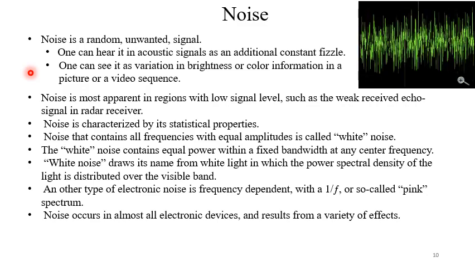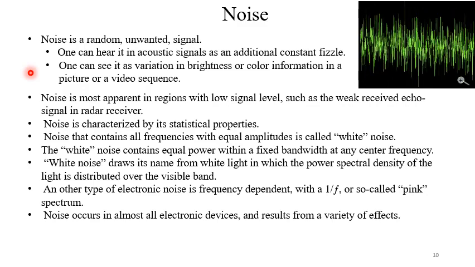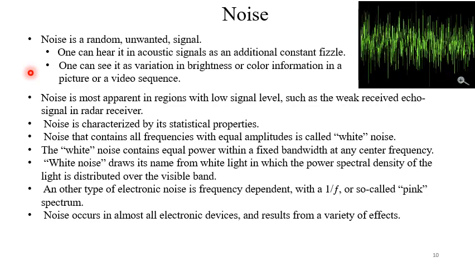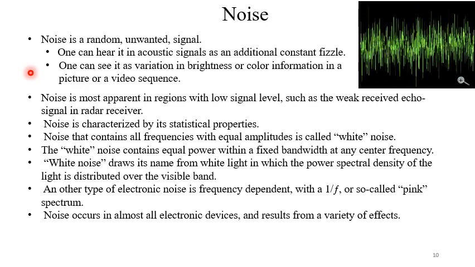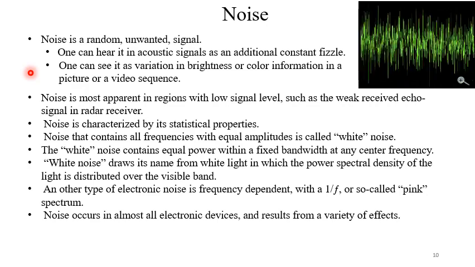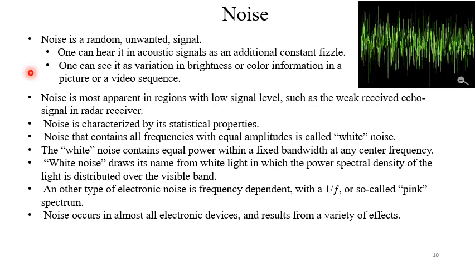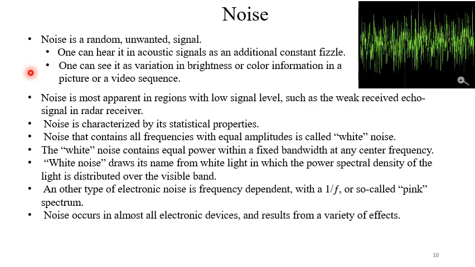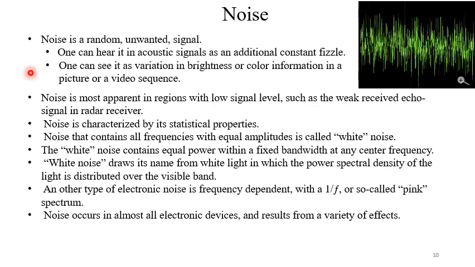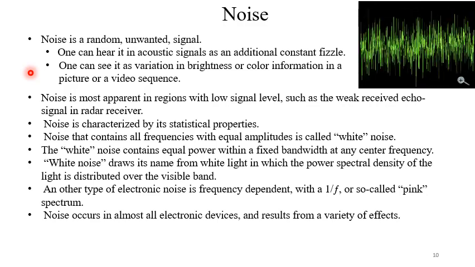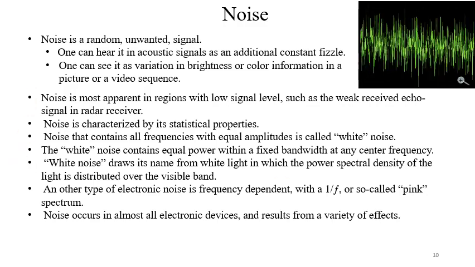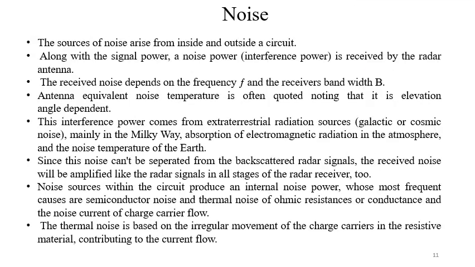Now, white noise draws its name from white light, in which the power spectral density of the light is distributed over the visible band. Another type of electronic noise is frequency dependent with a 1/f, or so-called pink, spectrum. Noise occurs in almost all electronic devices and results from a variety of effects. The sources of noise arise from inside and outside a circuit.